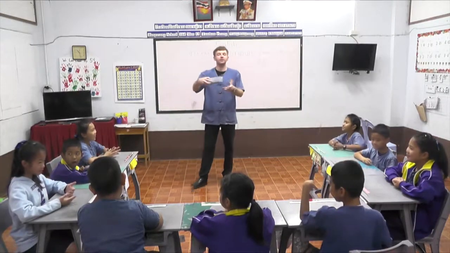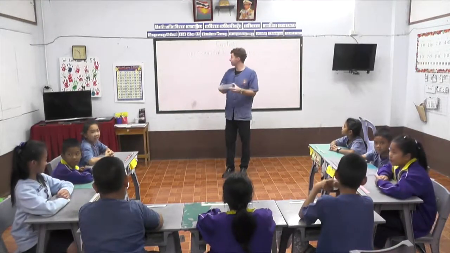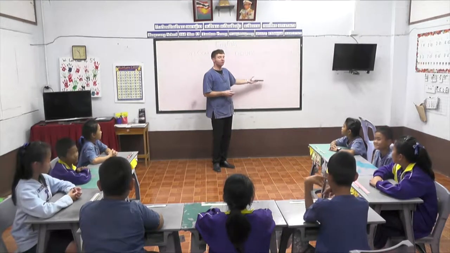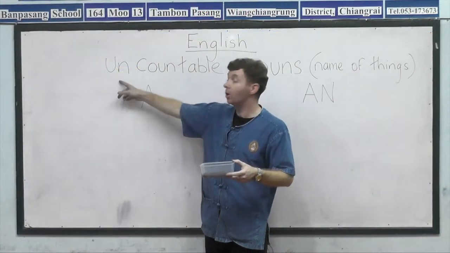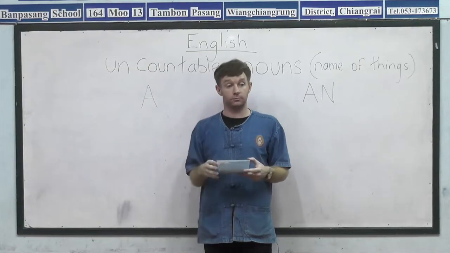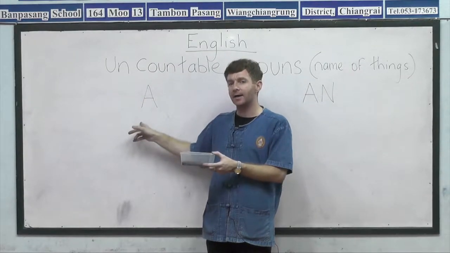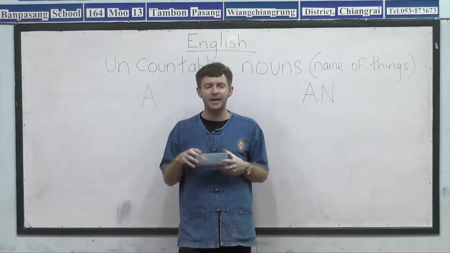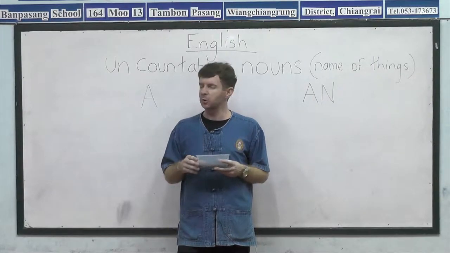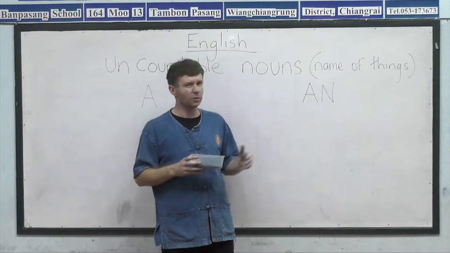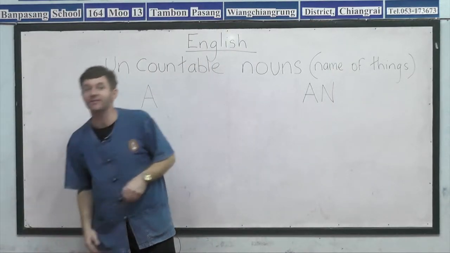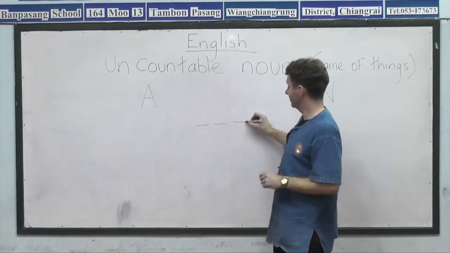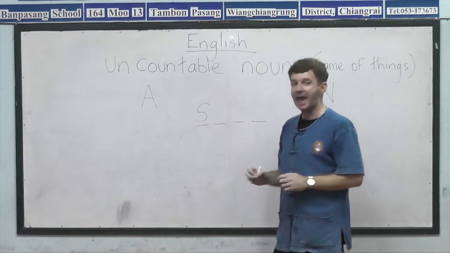Thank you. So what do you think, guys? If we can't use the words a coffee or an coffee, coffee is what we call an uncountable noun. If we can't use the word a, if we can't use the word an, does anybody have any ideas what word we can use? A coffee? No. An coffee? No. Anyone have any ideas? Let's see. It's a four-letter word beginning with S.